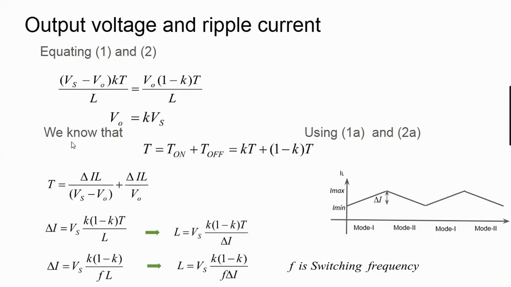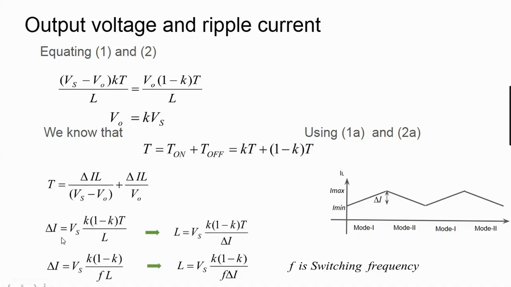In order to derive the ripple current expression, we need to take capital T, that is the time period, equal to T on plus T off. Using equations 1a and 2a, we can write T on as kT plus T off as (1 minus k) into T. So substituting for kT and (1 minus k) T using equations 1a and 2a, we can write T equal to del I L divided by (Vs minus V naught) plus del I L by V naught.